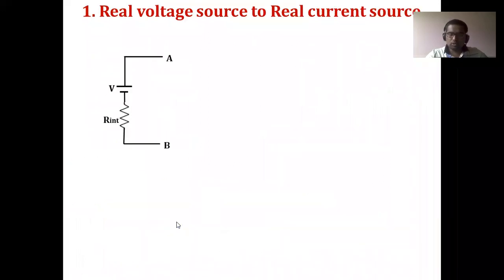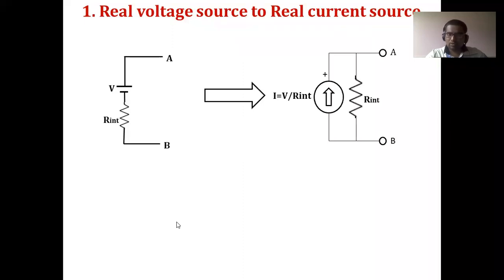This is the voltage source, and this is the internal resistance of the voltage source in series. Now we have to put it into a current source. See that the internal resistance is the same as the internal resistance of the current source. The difference is that it is connected in parallel. We can get the value of I by applying Ohm's law, I equals V by R internal.